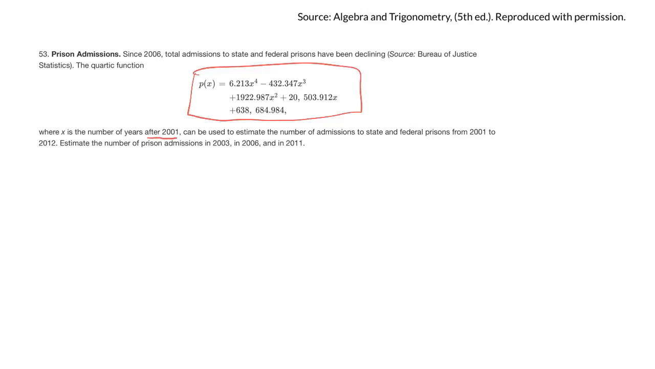So if I'm in 2003, they want to know how many admissions were in 2003. How many years after 2001 is that? That's 2 years. So I'm going to take that 2 years and plug it in everywhere I see an x right there, put it in my calculator, figure out what the number comes out to. Then in 2006, I want to know how many years after 2001 that is. It's 5 years after, so I would plug in a 5 everywhere I see an x.